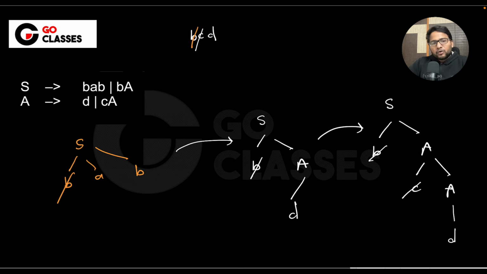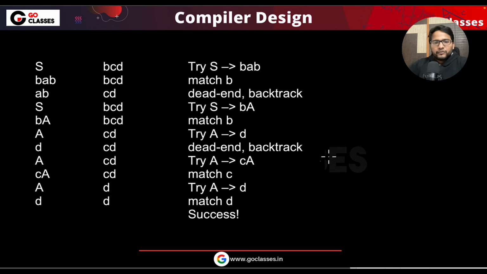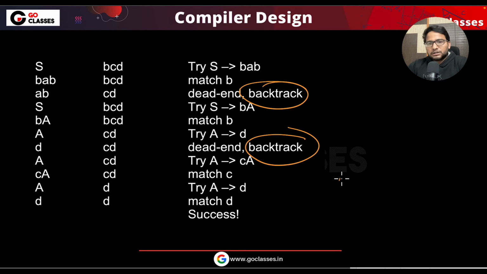So how many backtracks are you having here? Just two backtracks, right? This is a backtrack on S. This is a backtrack on capital A. Okay, and then 2 is the answer. So there is a backtrack, there is a backtrack. So the answer is 2. Understood?